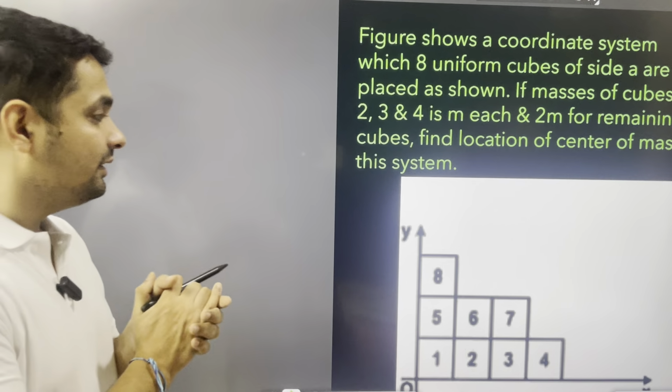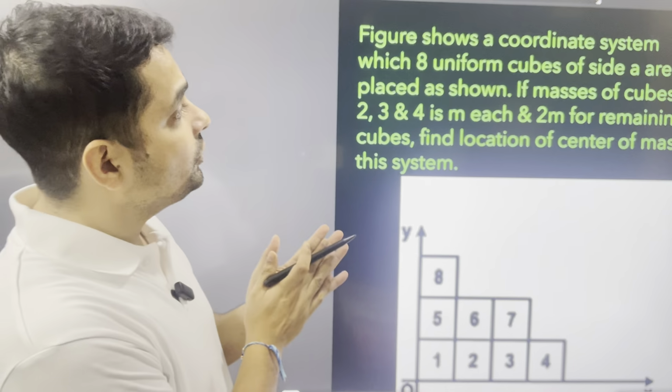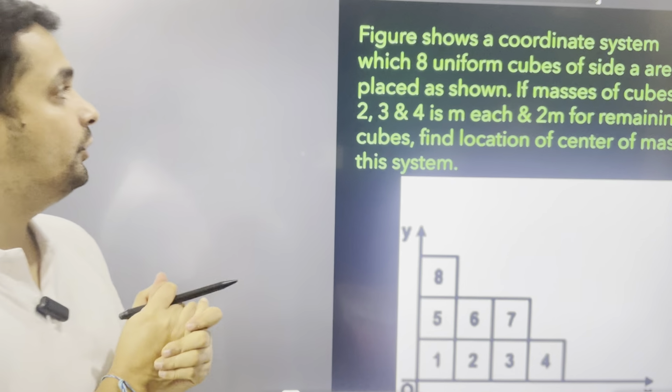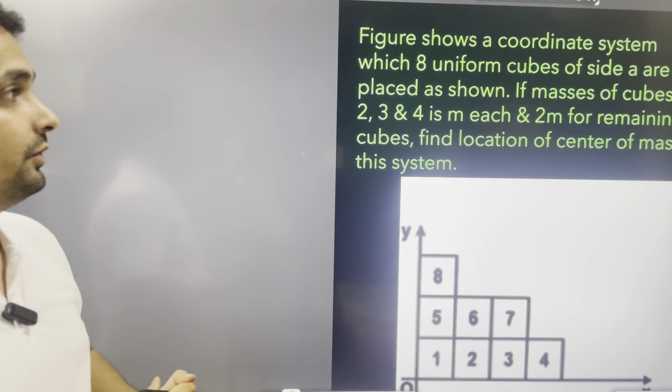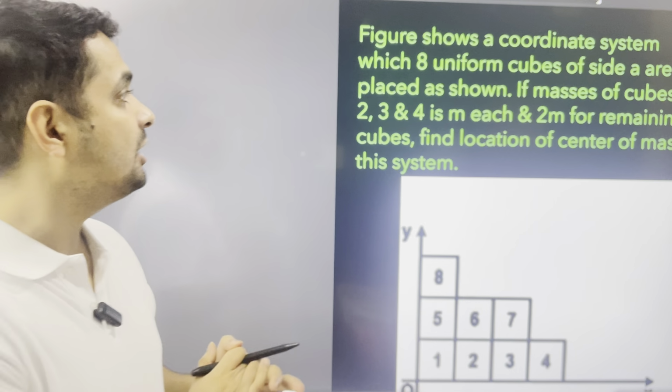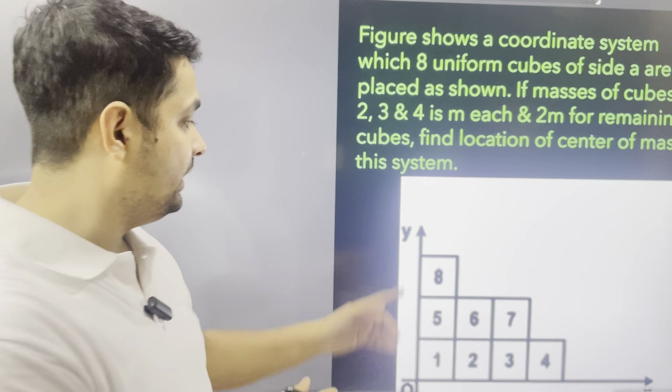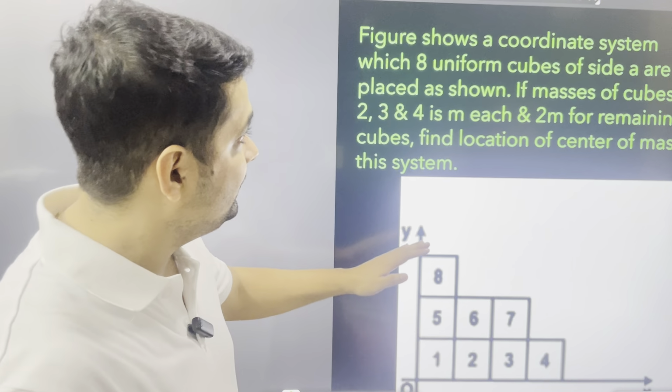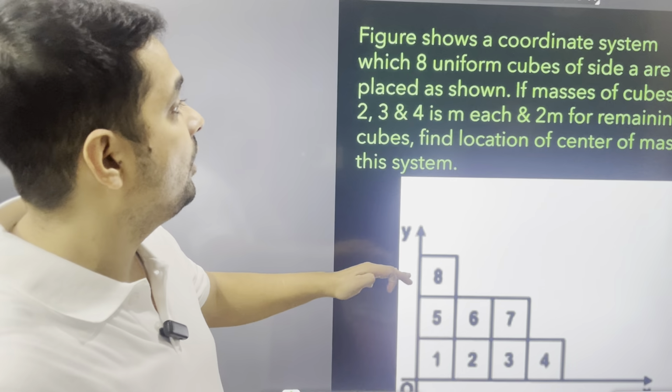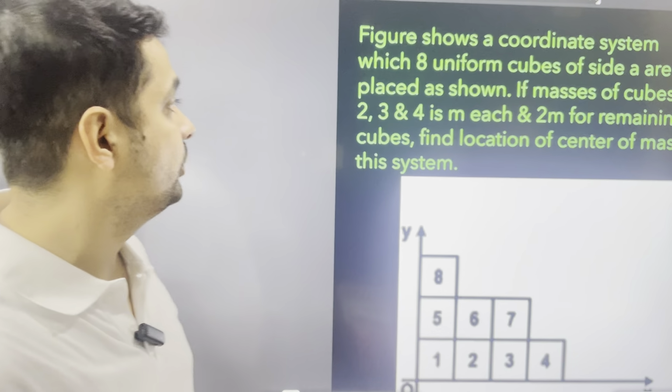Now you see this figure. The figure shows a coordinate system in which 8 uniform cubes of side a are placed as shown here. In this system, how many cubes are there? 8 cubes are there. Okay.